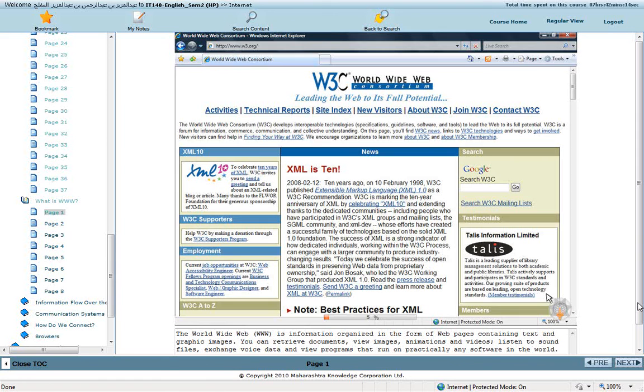The World Wide Web, WWW, is information organized in the form of web pages containing text and graphic images. You can retrieve documents, view images, animations and videos, listen to sound files, exchange voice data and view programs that run on practically any software in the world.